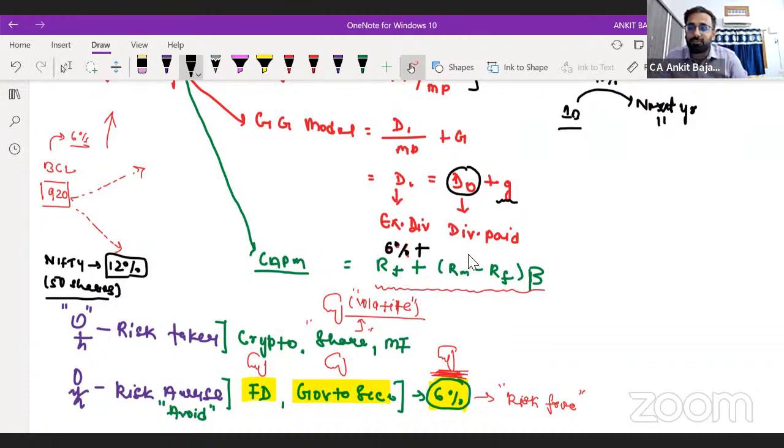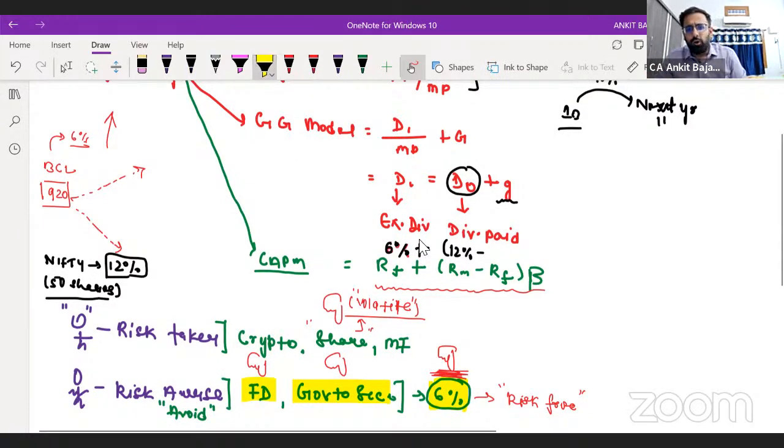Now the benchmark is going to be the market here, right? So this is going to be the return from the market. The market is giving a return of how much? That is 12%, right? So that is the return from the market. And you have already written the risk-free return, right? So 6% you want, plus an additional return you want. Why? Because you are taking risk, right?